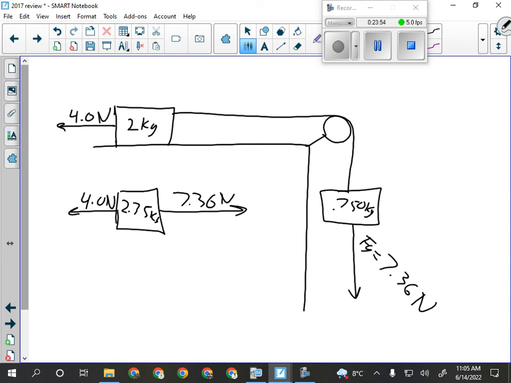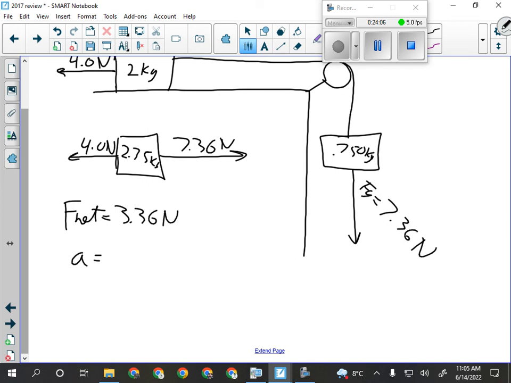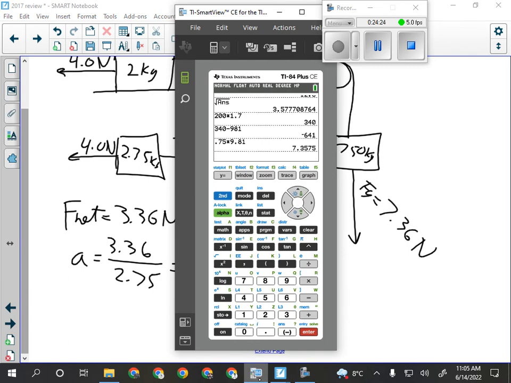So I'm going to calculate my net force. My net force is going to be 3.36 newtons, in the direction of the 0.75 kilogram mass. And then I'm going to find the acceleration by going net force divided by the total mass of the system, 2.75 kilograms. So when we do that, we're going to have 3.3575 divided by 2.75. So we get an acceleration of 1.22.